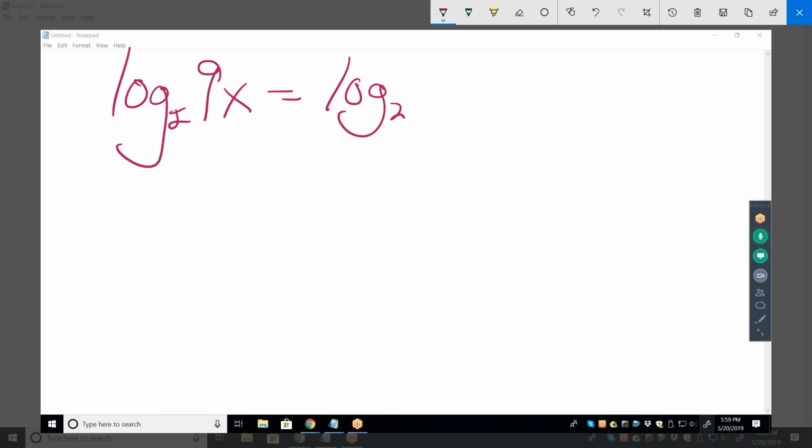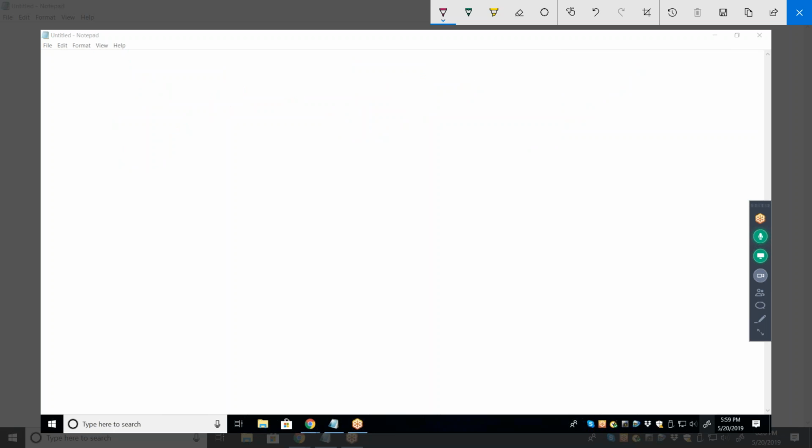Log base 2 of 9x. Go. Log base 2 of 9 plus log base 2 of x. Yeah. Multiplication goes to addition, division goes to subtraction, and exponentiation goes to multiplication. Okay? Now, there can be some tricky ones.